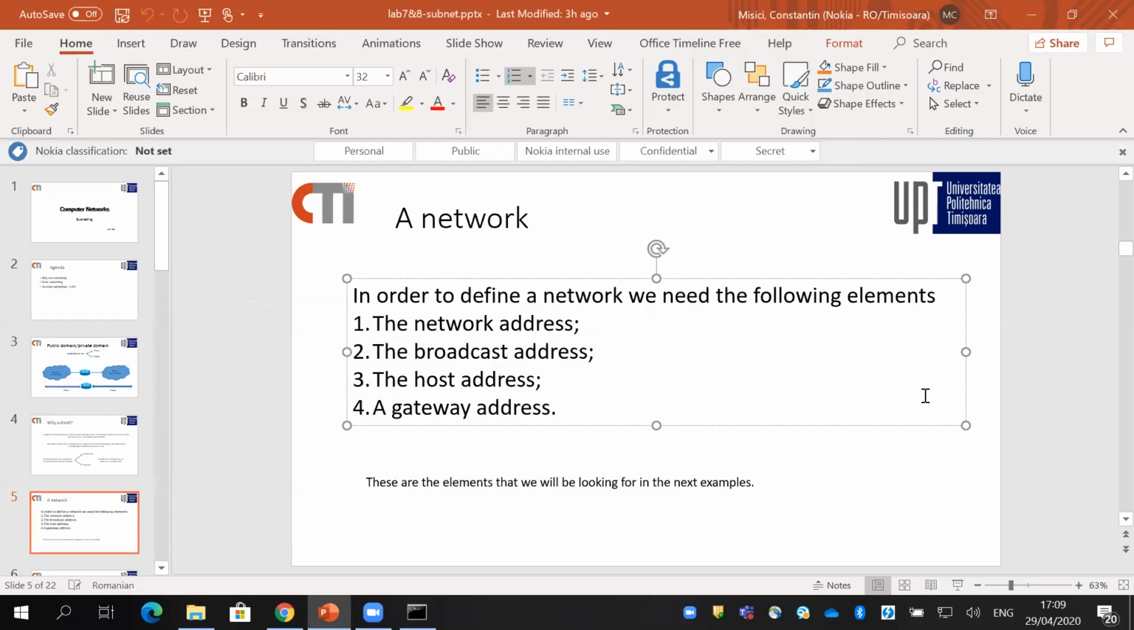So, in order to define a network, any network whatsoever, we need three elements. Those are the network address, that is the address by which our home network or an enterprise network is addressed from the outside. We have a broadcast address. What does the broadcast address do?